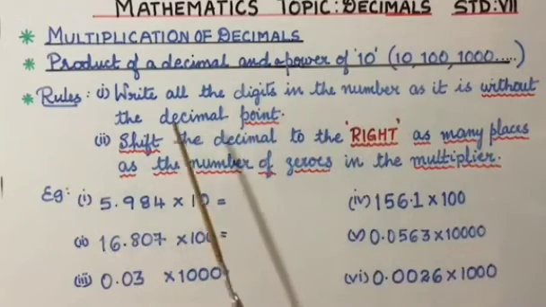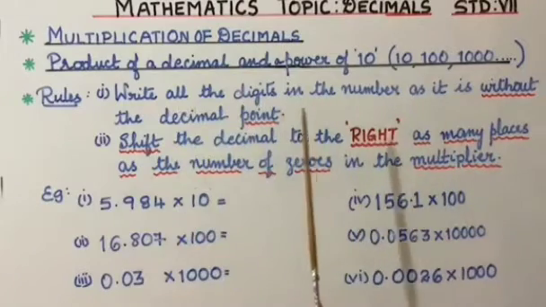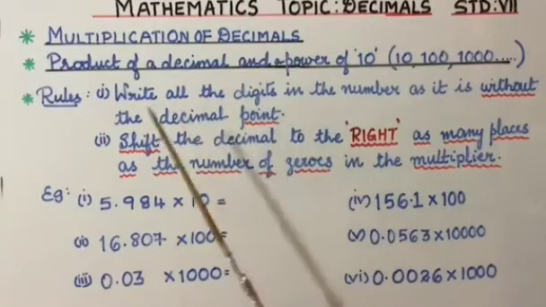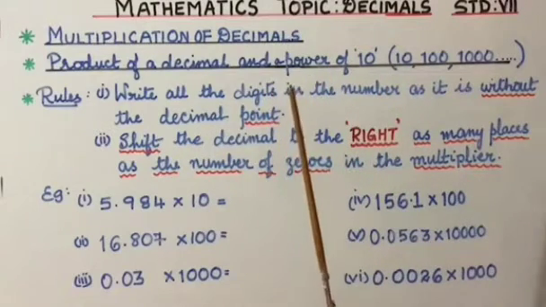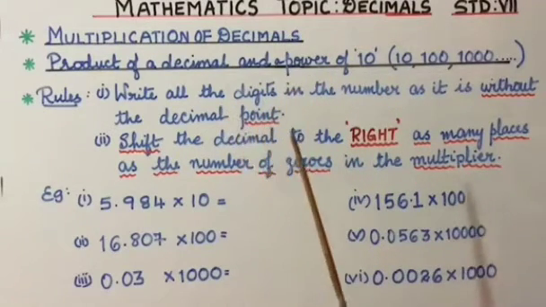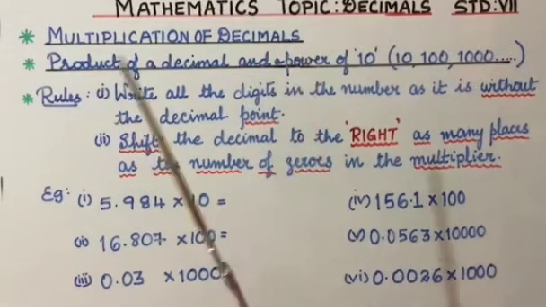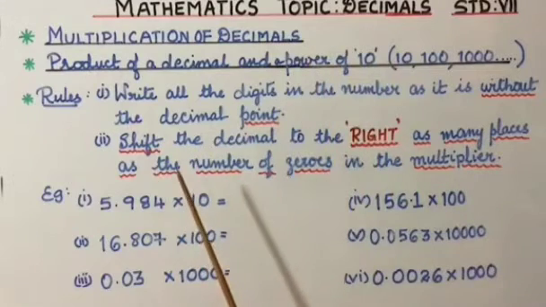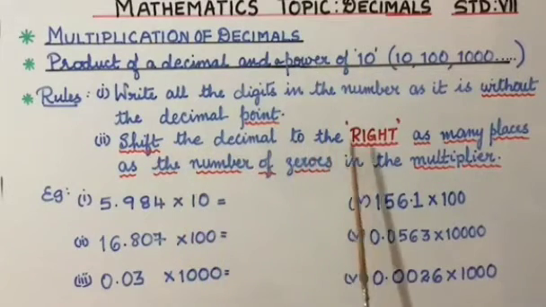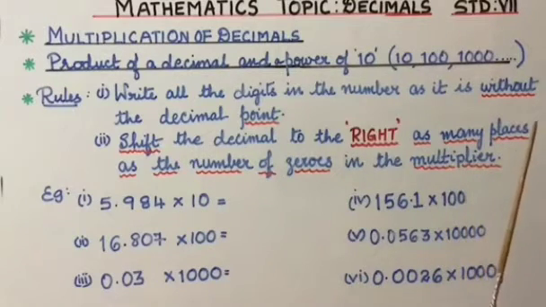The rule says, write all the digits in the number as it is. The decimal number will be given to you. Write all the digits as it is, but without the decimal point. Whatever digit, suppose 6.93 is given, write 693. Then in the second step, what you have to do is shift the decimal to the right as many places as the number of zeros in the multiplier.